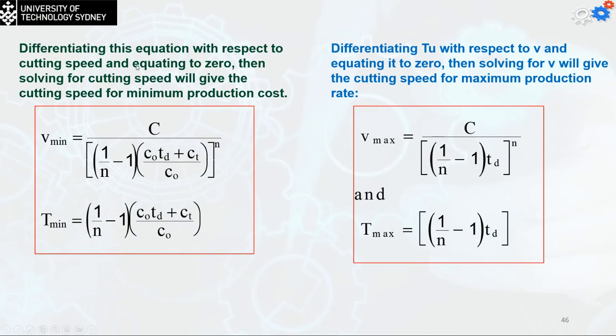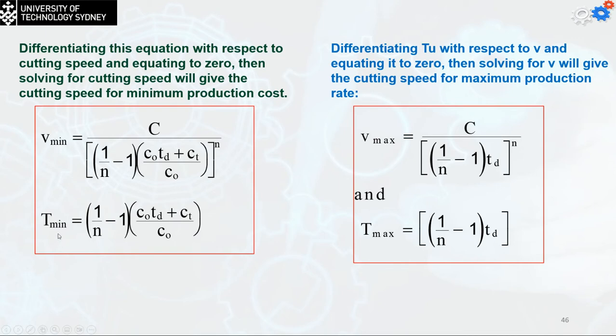This will be the differentiating of this equation with respect to the cutting speed and equating to zero, then solving for the cutting speed, and this will give me the cutting speed for the minimum production cost as following. The V minimum is going to be equal to the C constant we have from the Taylor equation divided by 1 over n, which is the Taylor exponent, minus 1, multiplied by the CoTd plus the Ct divided by the Co, all up to power n.